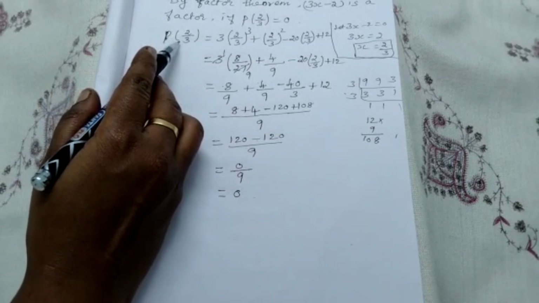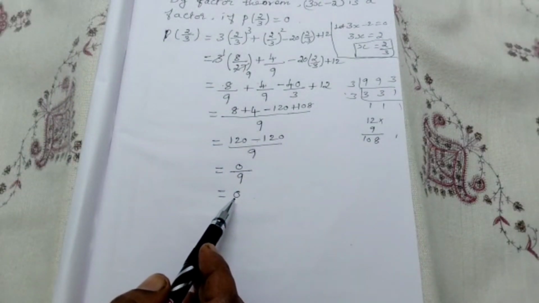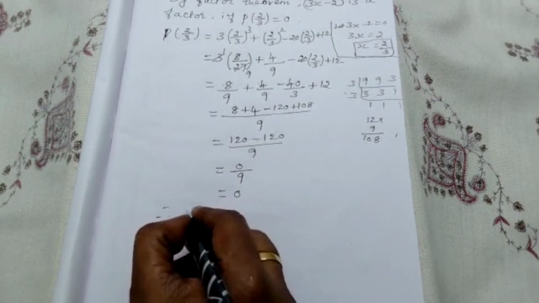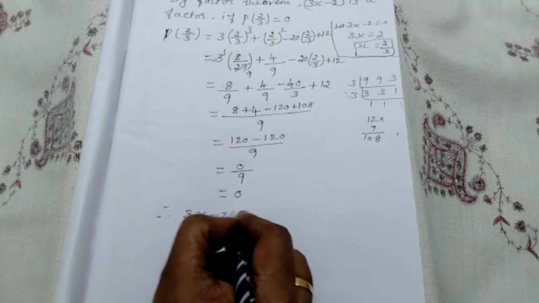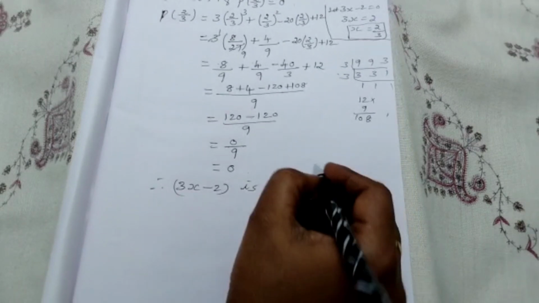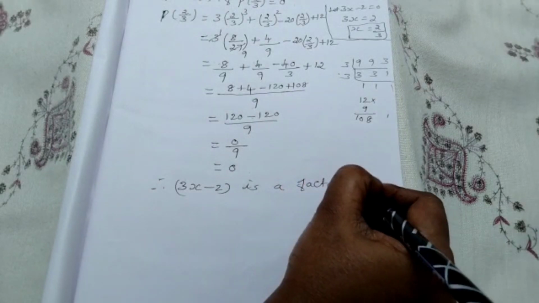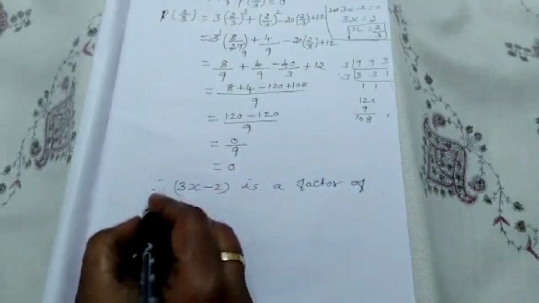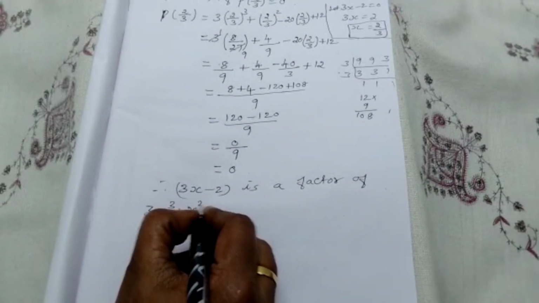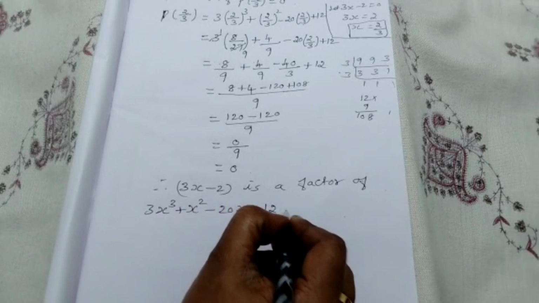Then P of 2 by 3, substituting time we got the answer 0. Therefore, which is the factor? Very good. Therefore, 3x minus 2 is a factor of which one? That polynomial, write it. 3x cube plus x square minus 20x plus 12. Got it?